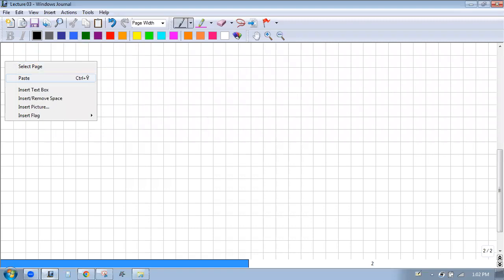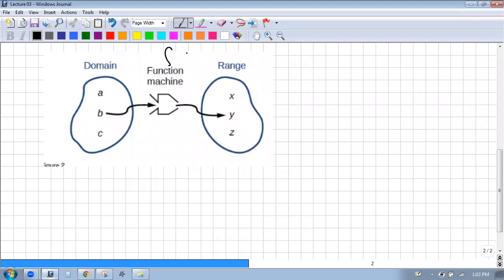Here's another visualization of a function f. So here the domain is a, b, and c. The range is x, y, and z. Now the letter d is not the domain. You're like, a, b, c, d, right? But no, this function has only been defined to be able to handle these three things, a, b, and c. D is not in the domain, okay?